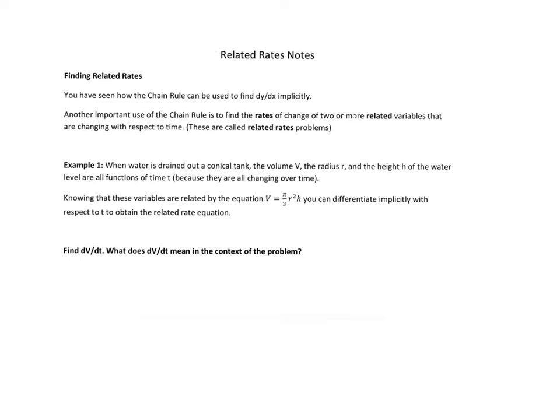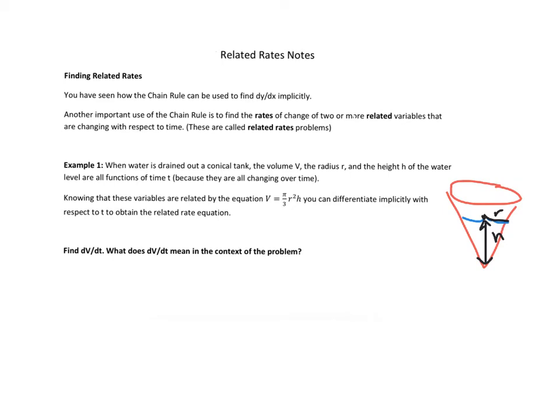For example number 1, we have water that's being drained out of a conical tank, meaning that the tank is in the shape of a cone, and they want you to use implicit differentiation with respect to time. So I'm going to draw a picture so you can visualize this. We have a tank, and we're going to have some water in the tank. I'm going to make it blue. So this water in the tank is going to have a height, which we'll call h, and it also has a radius, which we're going to call r.